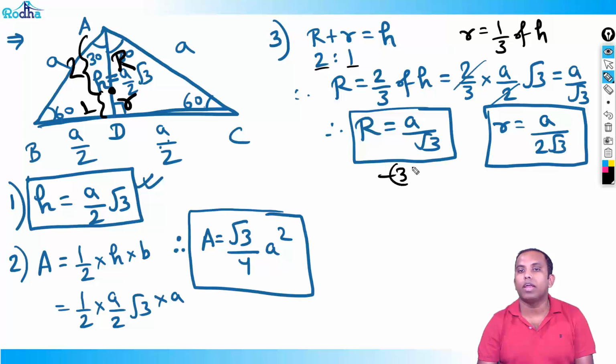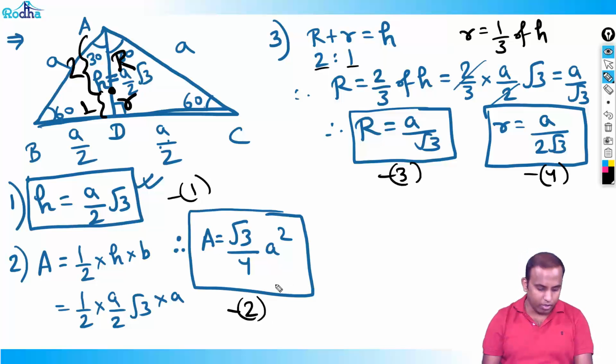So first, second, third and fourth, right? Four super important points in case of an equilateral triangle. You should remember them. Capital R is a by root 3, small r is a by 2 root 3. Area is root 3 by 4 a square, and height is a by 2 root 3. This is the height of the equilateral triangle. Okay. Fine.